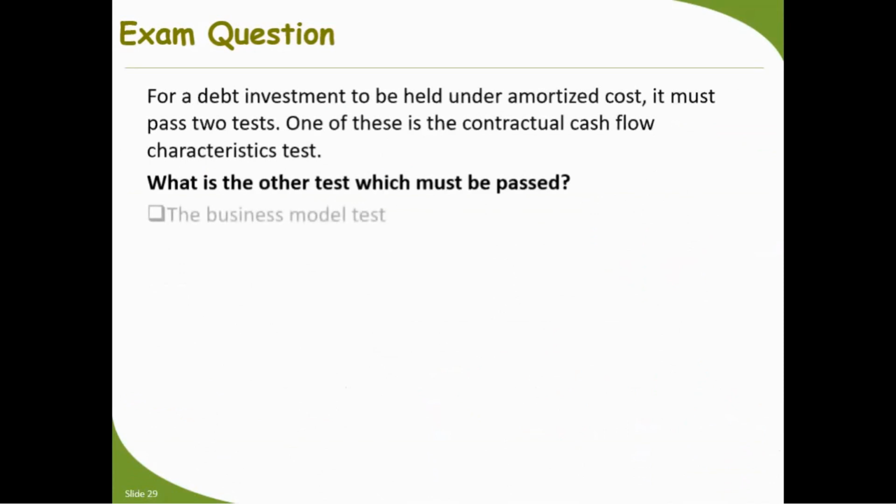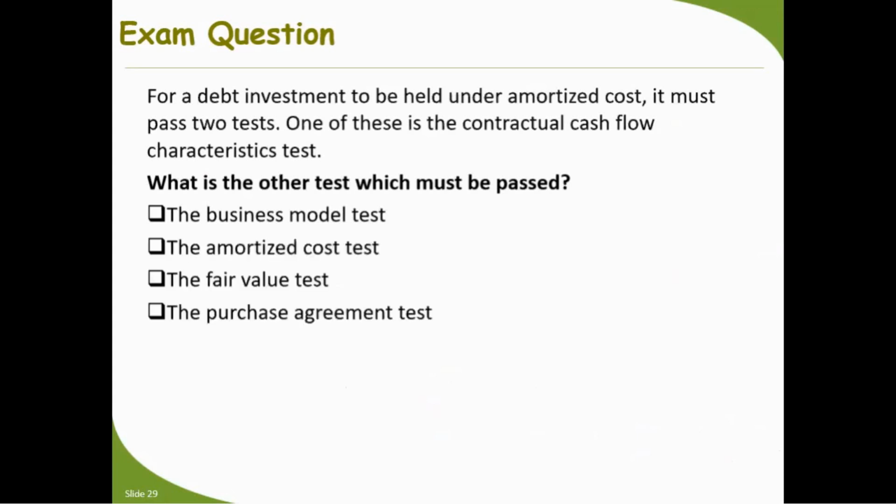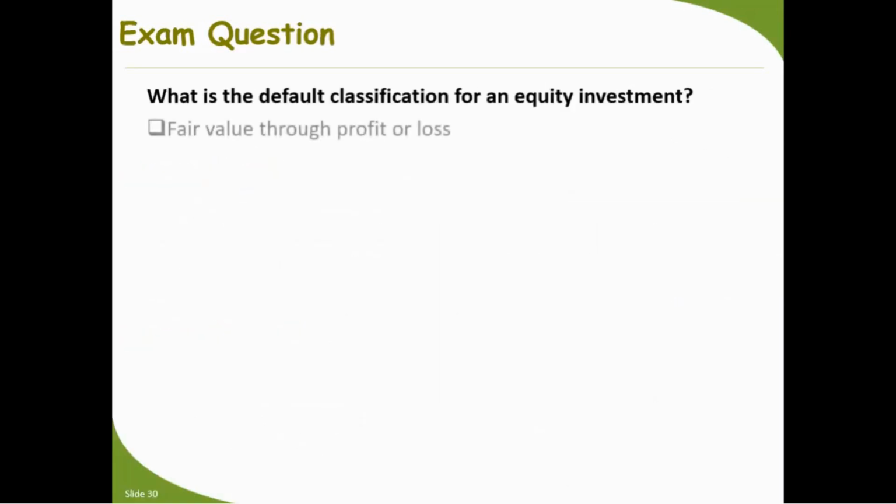Now, for a debt investment to be held under amortized cost, it must pass two tests. What are those two tests? One of these is the contractual cash flow test. The other is the business model test. So our answer is option A. Then we have another question. What is the default classification for an equity instrument? That is, equity investments are fair value through P&L. So our answer is A.